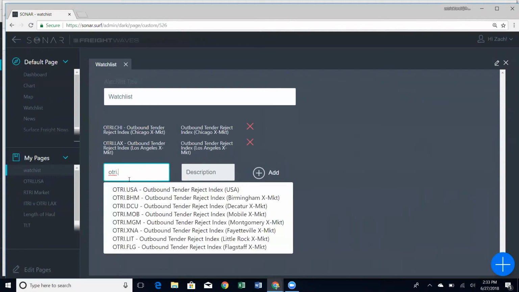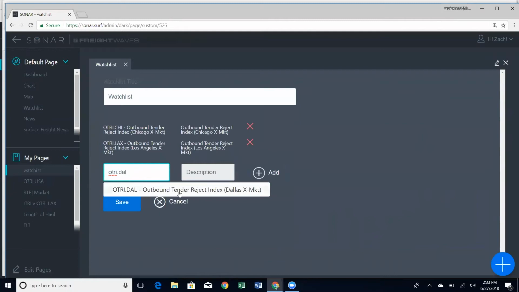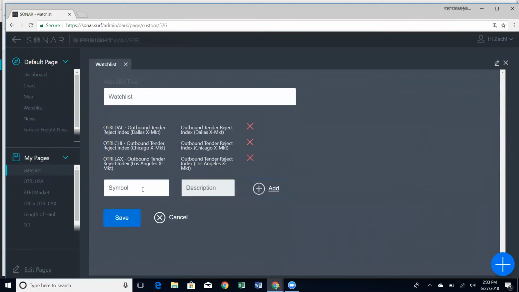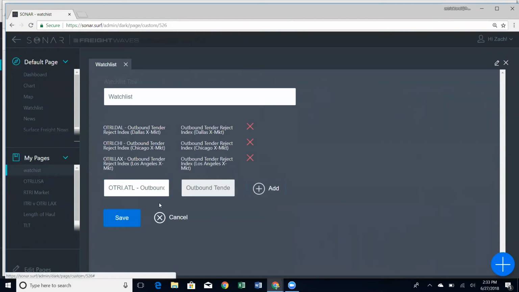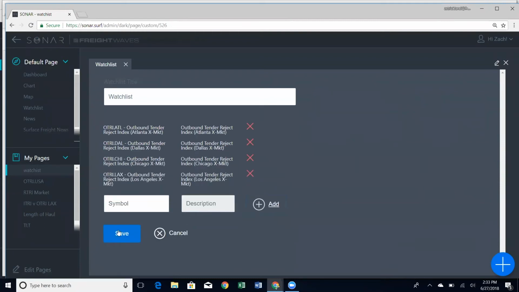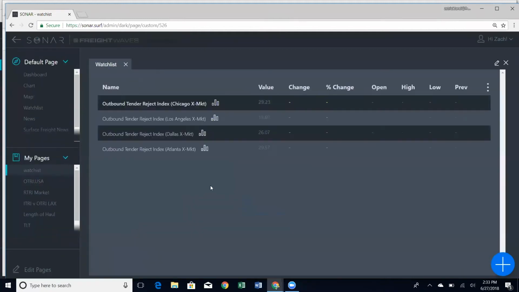And as you can see, Zach is adding these in here by their acronym. For the Outbound Tender Rejection Index, the OTRI, then with a period, and then the city acronym. And if we save that, we'll be able to display those indexes, and we'll be able to see the percentage and the value there, and give you a high level overview of what's happening specifically in each of these markets.